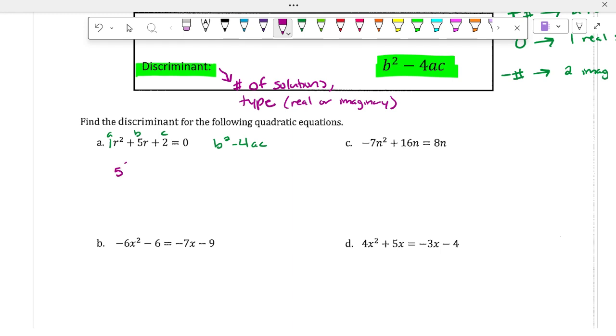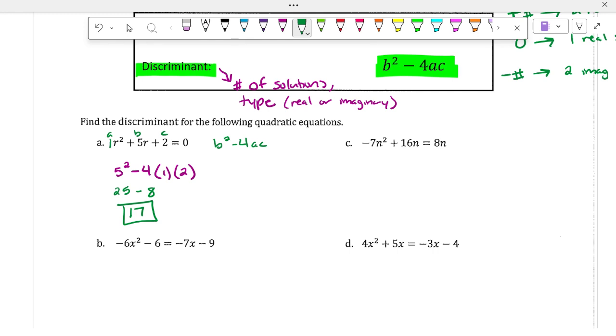5. So we have 5 squared minus 4 times what? What's a? What's c? 2. And then we just evaluate. This would be 25 minus, what's 4 times 1? Guys, what's 4 times 1? 4 times 2? 8. So then what's 25 minus 8? 17. So our discriminant is 17.